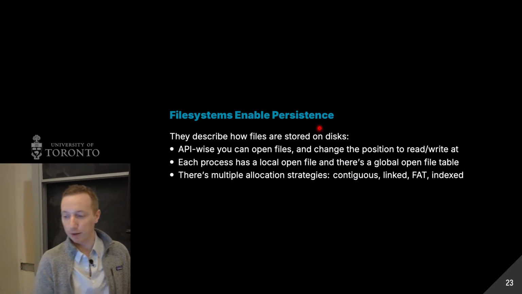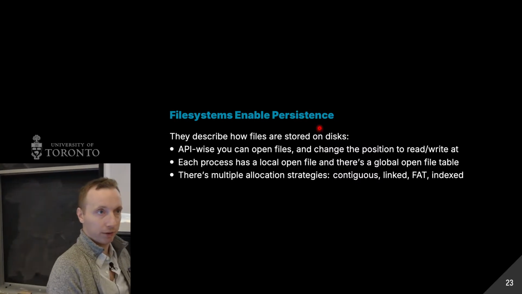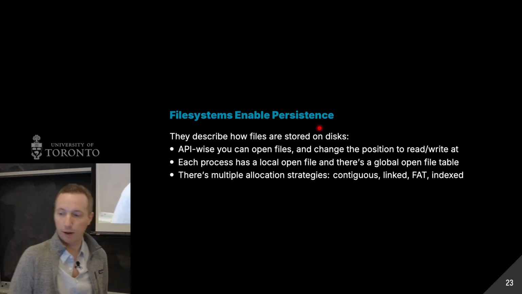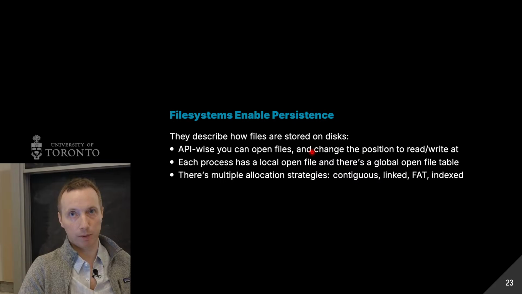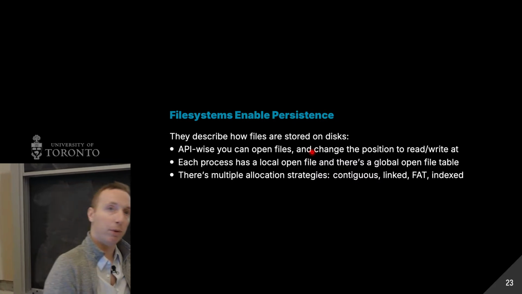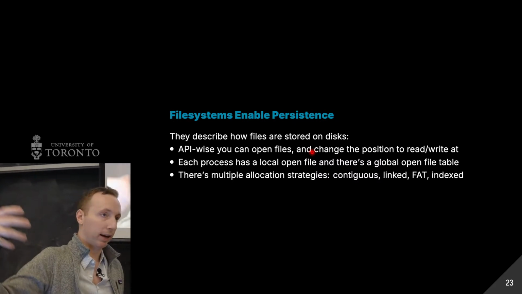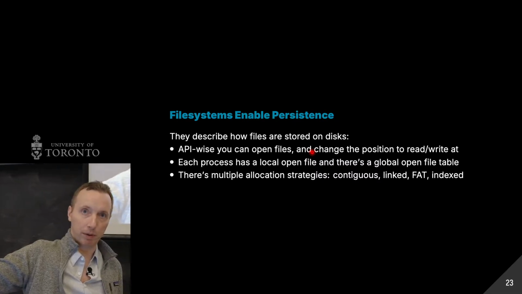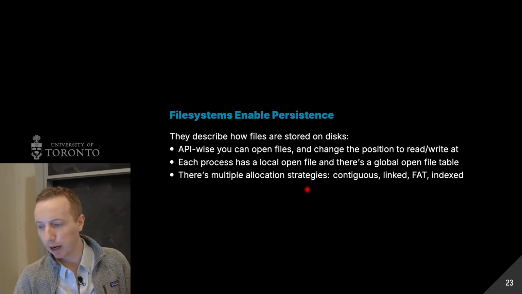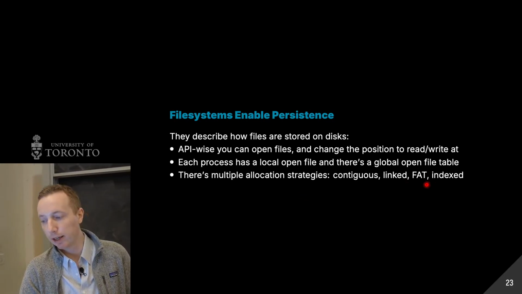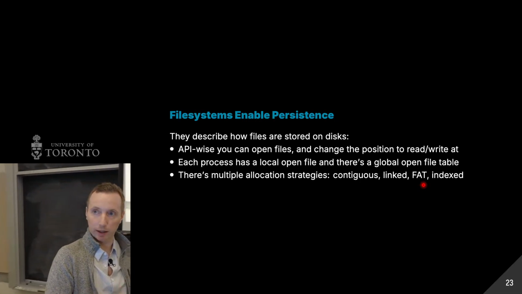But API-wise, you can open files, change the position. There's a position associated with all of them. And each process has its own local open file table, which is what a file descriptor is, pointing to a global entry that points to a file, has a position and some flags. And yes, we went over some allocation strategies for files. Again, the only one that's actually used is FAT, and we will get into the other ones later.